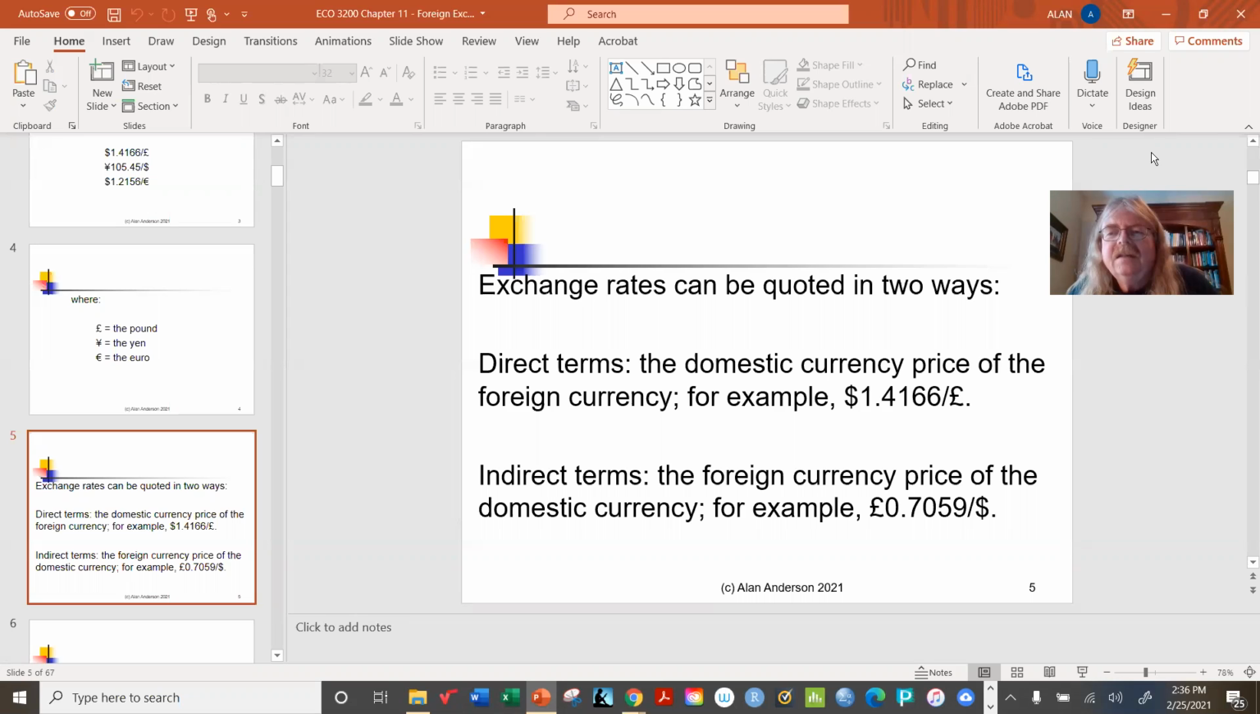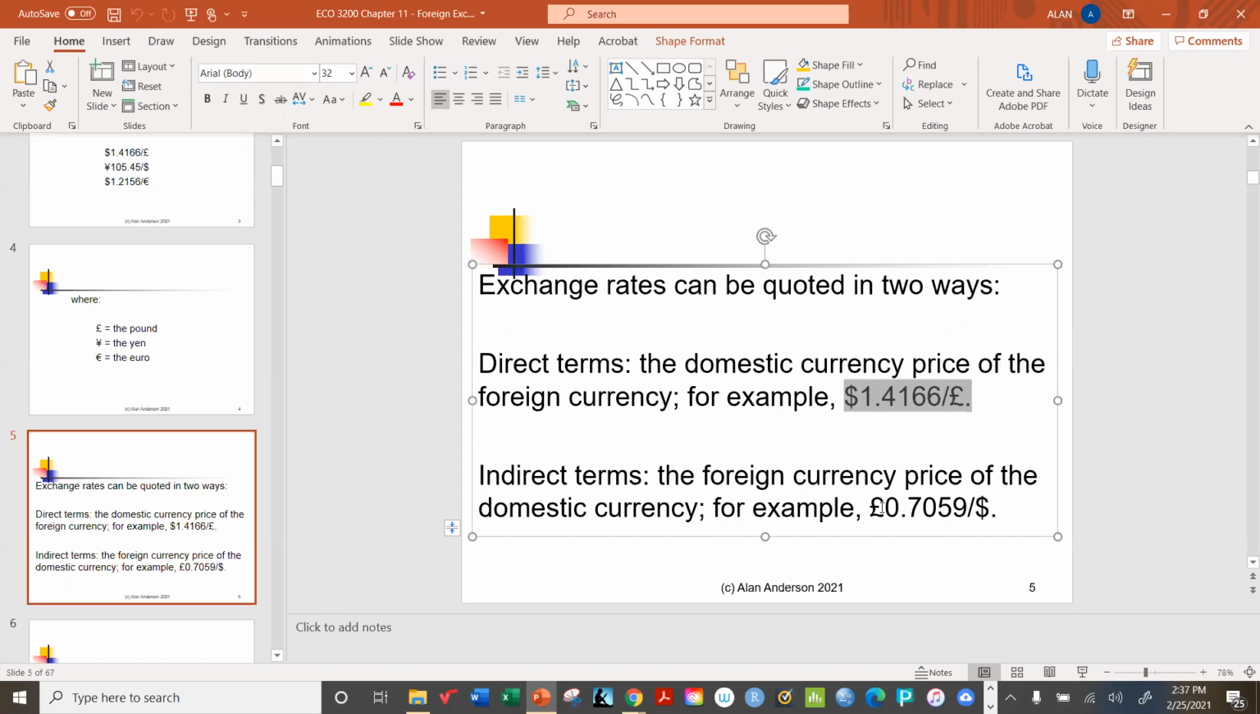Oh, I guess I'll have to give you a hint. If you took out your calculator and typed 1 divided by 1.4166, what do you get? Oh my God, it's 0.7059. It's amazing. So in other words, these two quotes are inverses of each other.